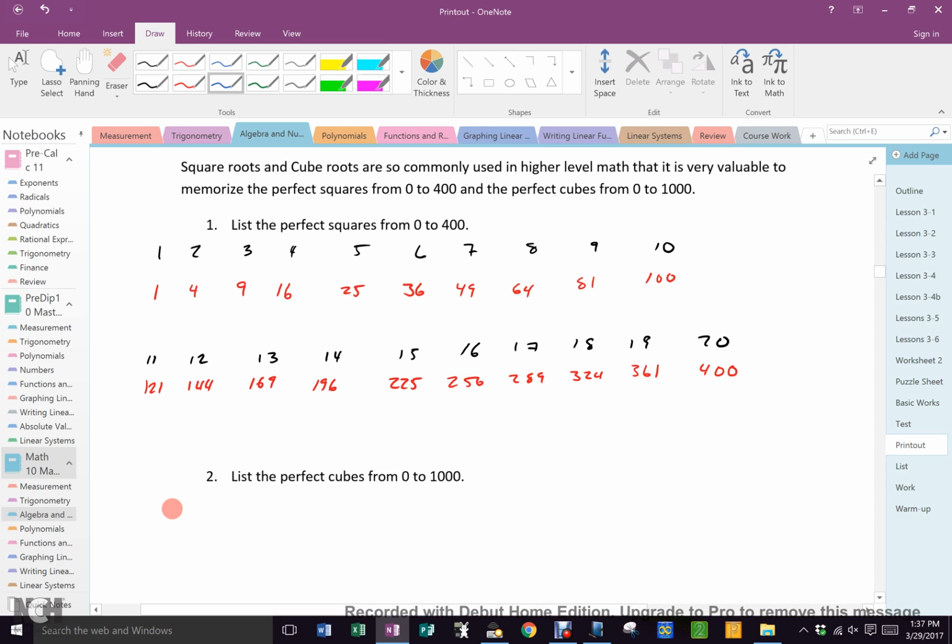Now I'm going to do the same thing for the cubes. This is where I forget. 729. Nope, that's not right. 343. 512. 9 times 9 times 9. 729. And 1,000. Woo!